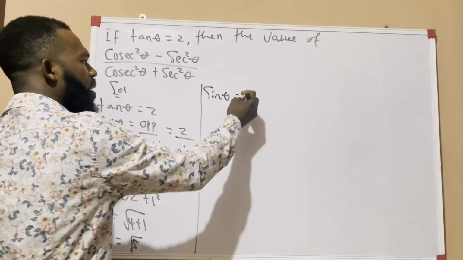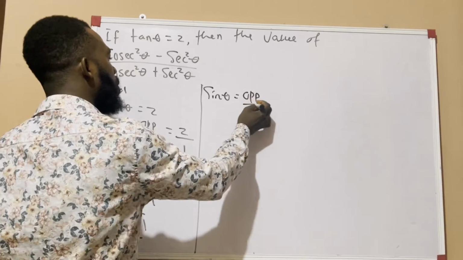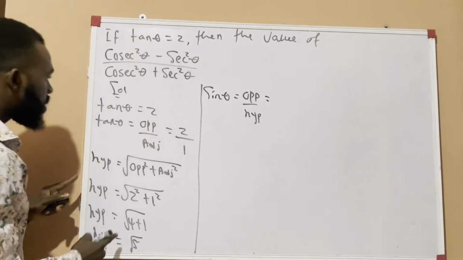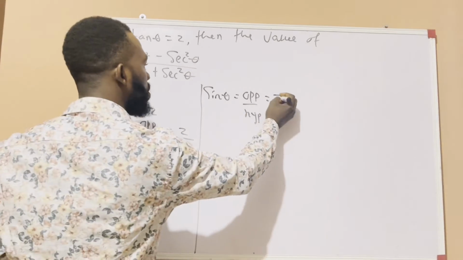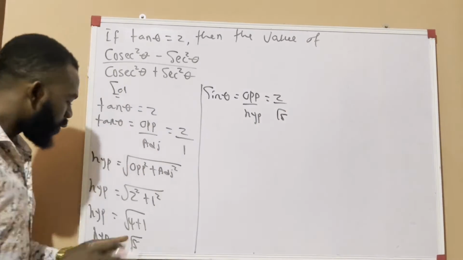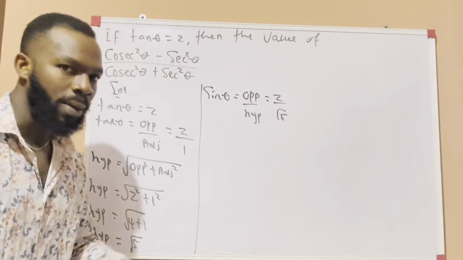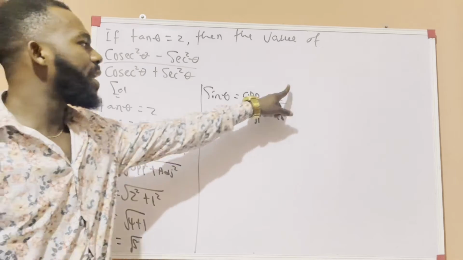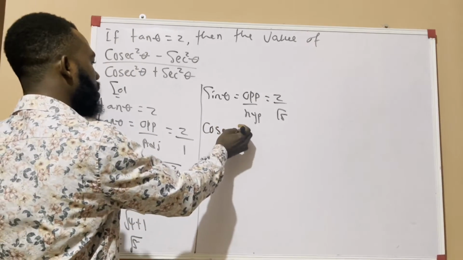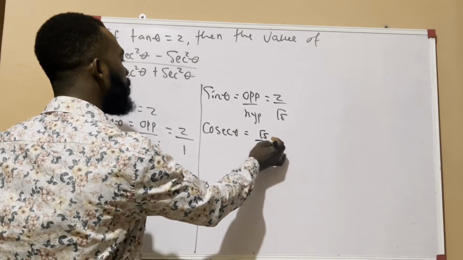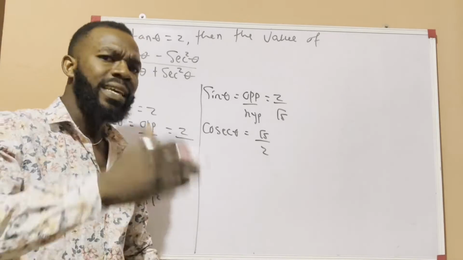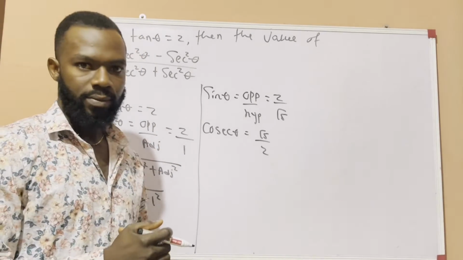Now class, sine theta is opposite over hypotenuse. Are you with me? Now, our opposite in the question is 2, and then our hypotenuse now is root 5. Now you see, if we have not solved for the hypotenuse, there is no way we will be able to solve this question. Now, if sine theta is 2 over root 5, it means cosec theta, which is the inverse, will be what? Root 5 over 2. Because if you reciprocate sine, you get the inverse of sine, and the inverse of sine is cosec.